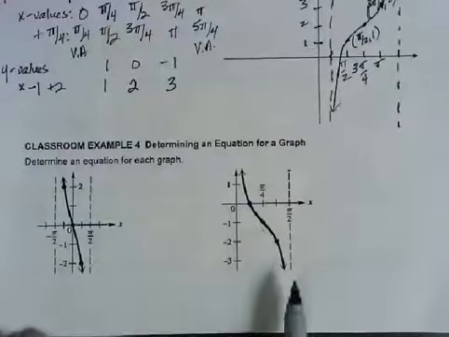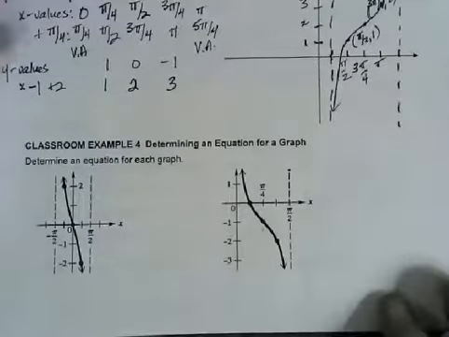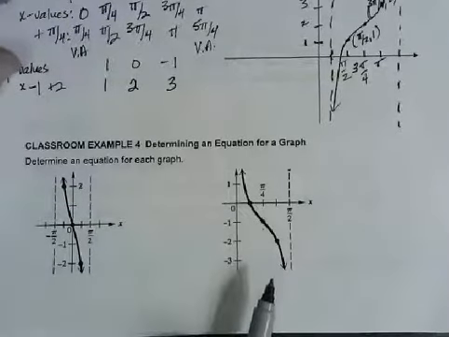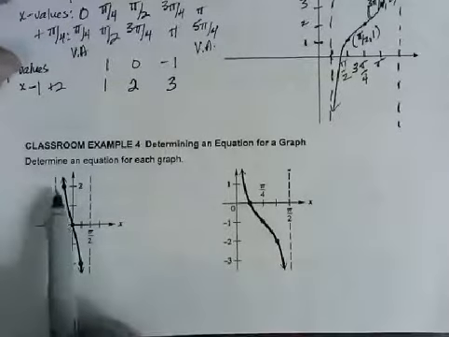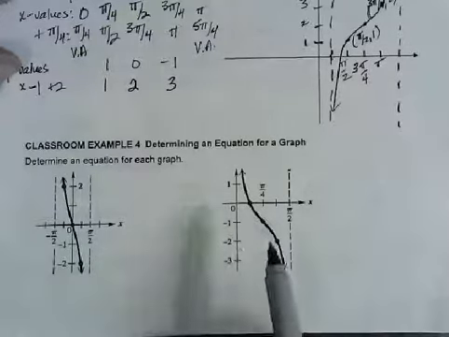Now we're going to try this going backwards. So we're going to look at a graph and figure out an equation that would give us that graph. There are a couple of different ways we can do these. One way that you can do this is start out by looking at whether the graph is decreasing or increasing.